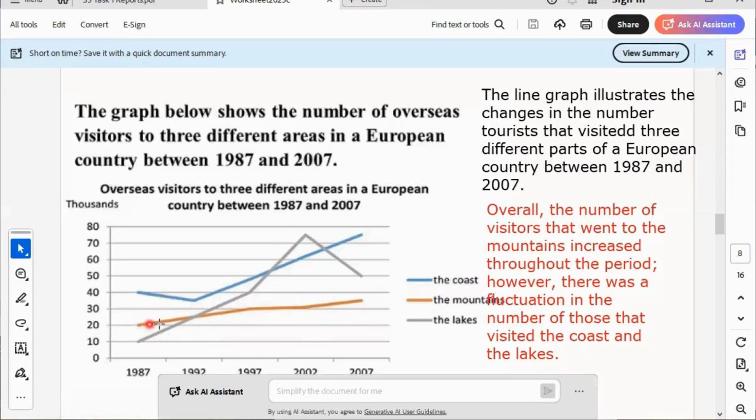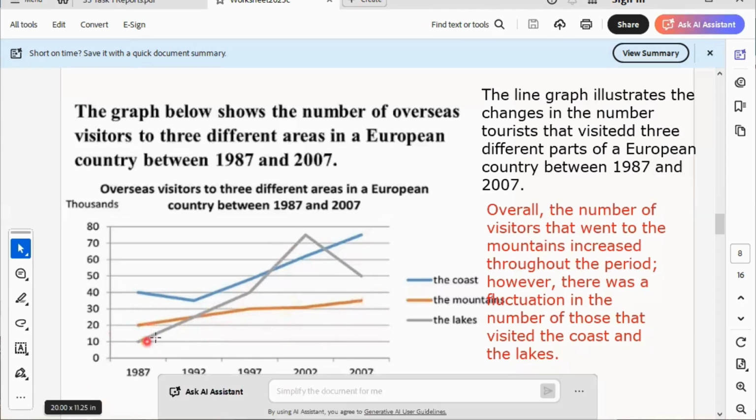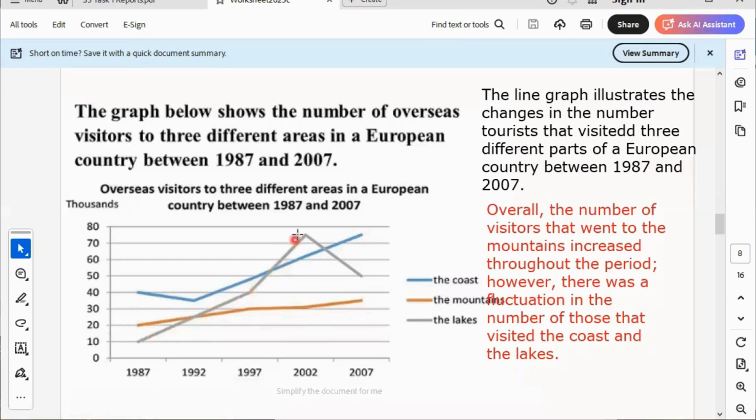Take one category. This thing here, this red line, visitors to the mountains, is what I'm calling a category. This one here, the gray one, visitors to the lakes, is another category. Color blue represents the number of visitors to the coast. Those are called categories. I want you to notice what I'm saying. Notice that when I refer to this color blue, I did not say the coast. Some people will look at this and they will say that word.